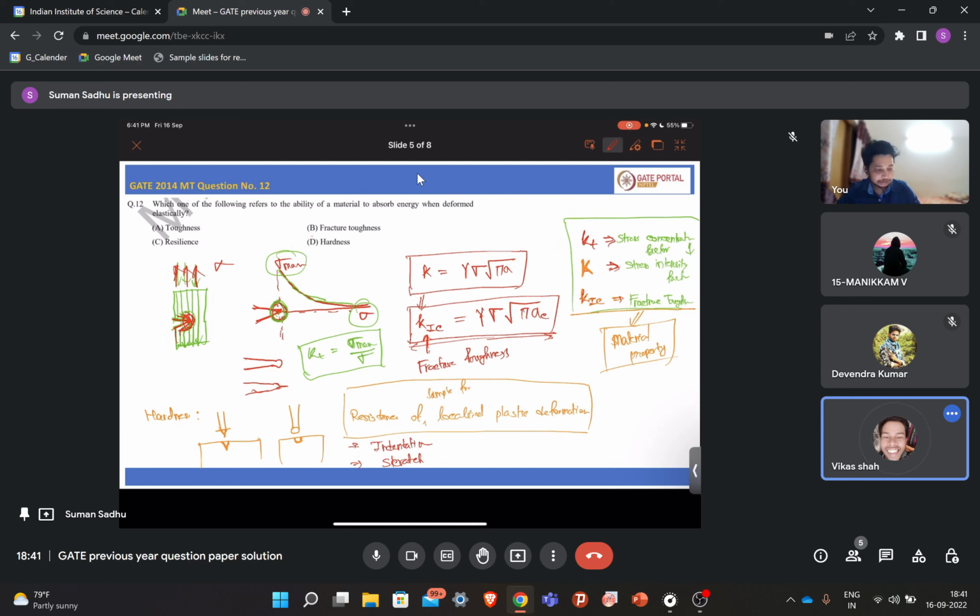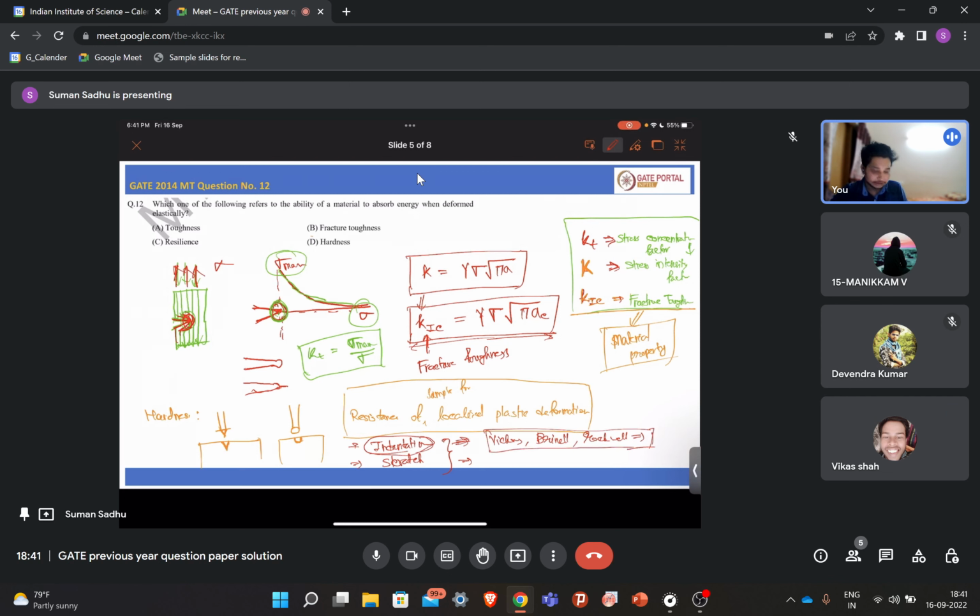So different kinds of hardness are there, which depend on which way you are following. Like Vickers, Brinell, Rockwell. This hardness is basically measured by the indentation technique. That's why those are called indentation hardness tests.